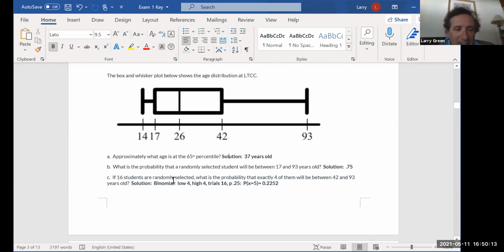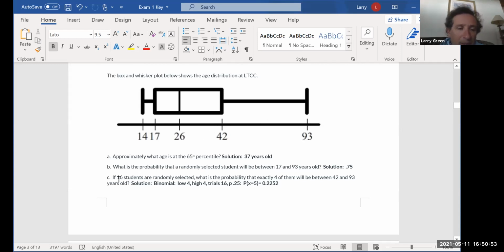Okay, part C, there's a little bit of work, because now we have 16 students randomly selected, not one student. What's the probability exactly 4 of them will be between 42 and 93 years old? So 42 to 93. What's the probability that if you pick one person, that person will be between 42 and 93? One student. Yeah, that'd be 0.25, 25%.